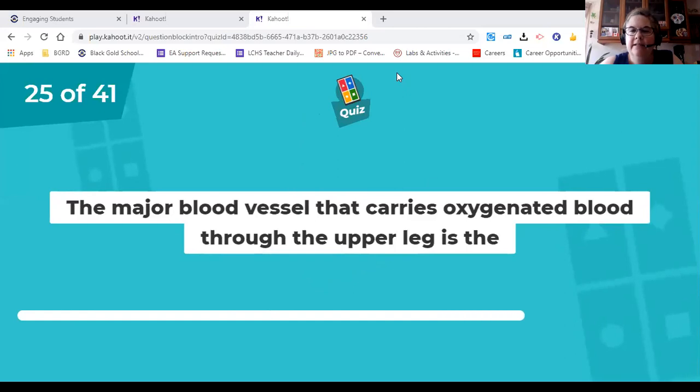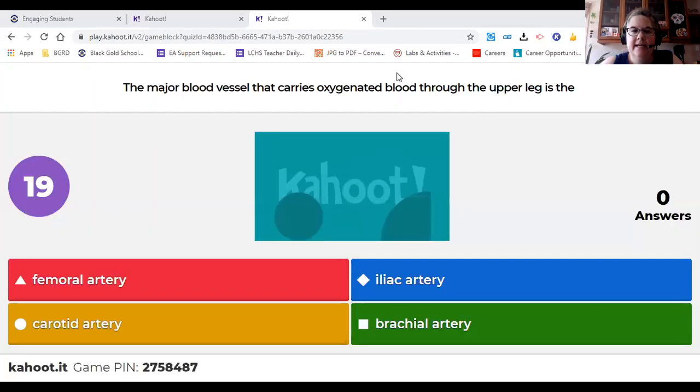The major blood vessel that carries oxygenated blood through the upper leg. Oxygenated blood through the upper leg.